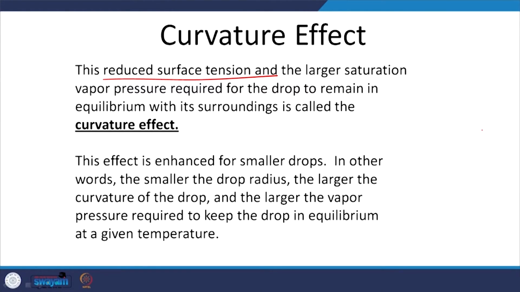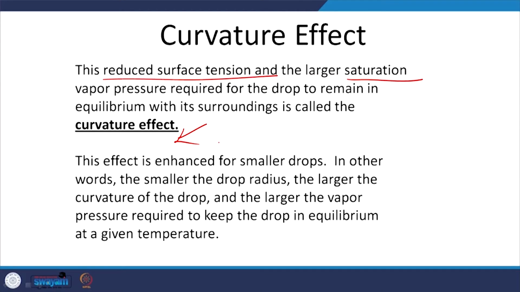So, this effect which comes into the picture, although it is a single phase, only water, even on the surface or in the droplet, just because of the curvature, the saturation vapor pressure will be lesser in this particular case. So, the reduced surface tension and the larger saturation vapor pressure required for the drop to remain in equilibrium with its surroundings is called the curvature effect.